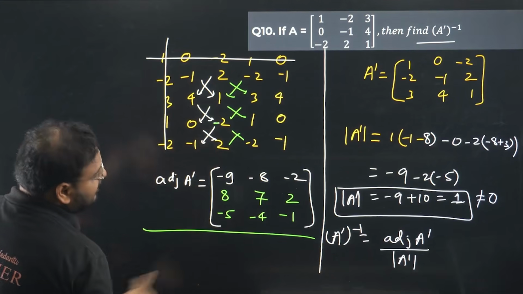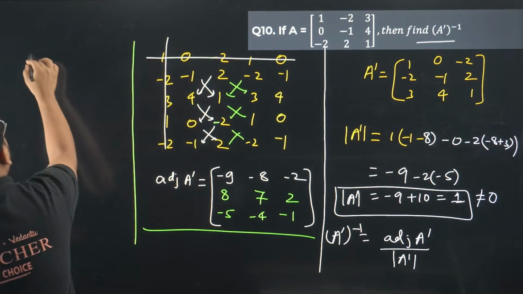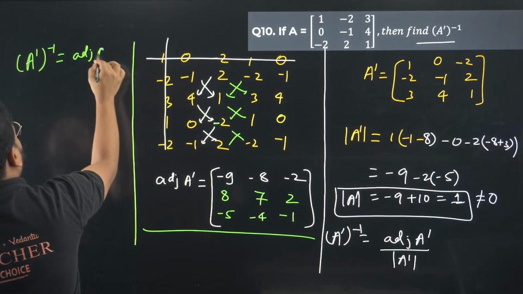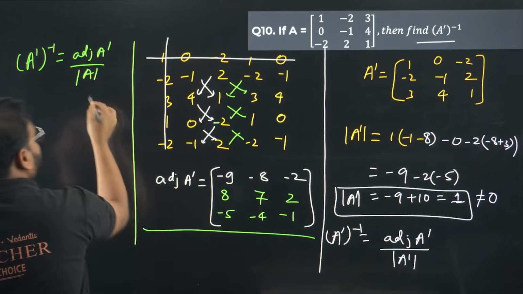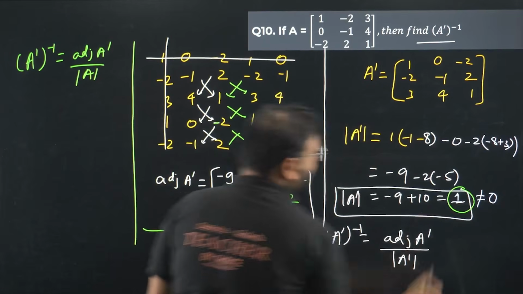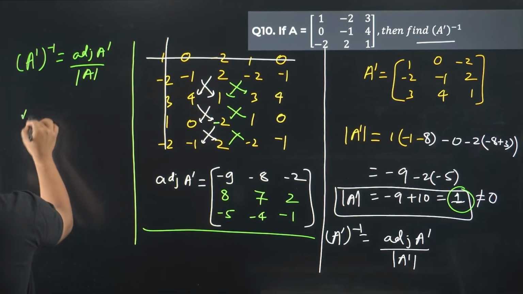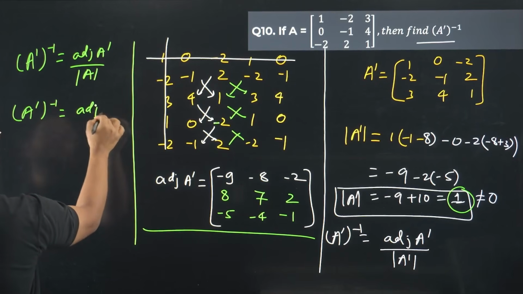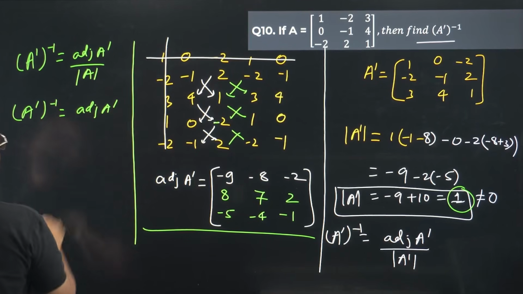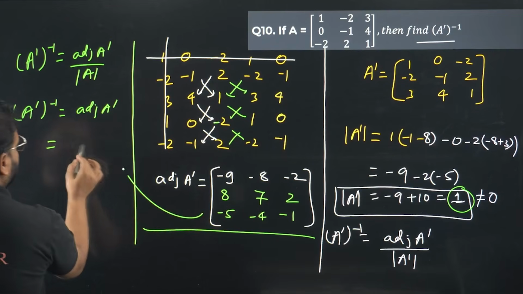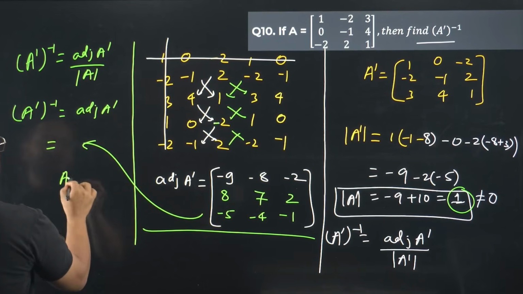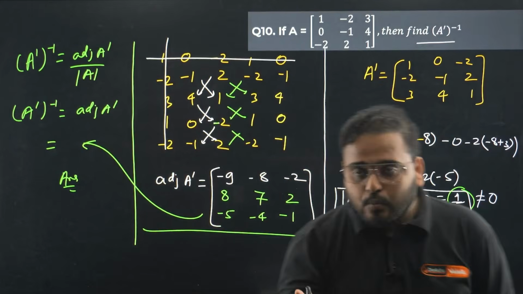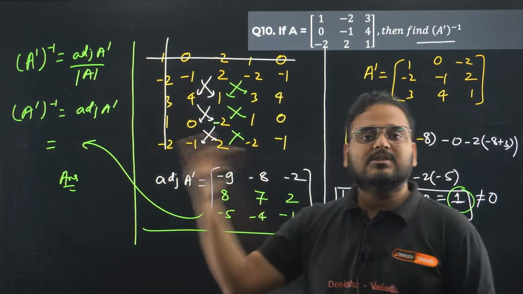Now, what are they asking us? They're asking us to find A dash inverse. How much is that? Adjoint of A dash by determinant of A. Determinant of A is how much? Simply equal to 1. So my A dash inverse will be equal to adjoint of A dash, because this is going to be 1. Same value. Please check. This whole thing is my final answer actually, because determinant is equal to 1. Hence, the adjoint itself becomes the inverse.